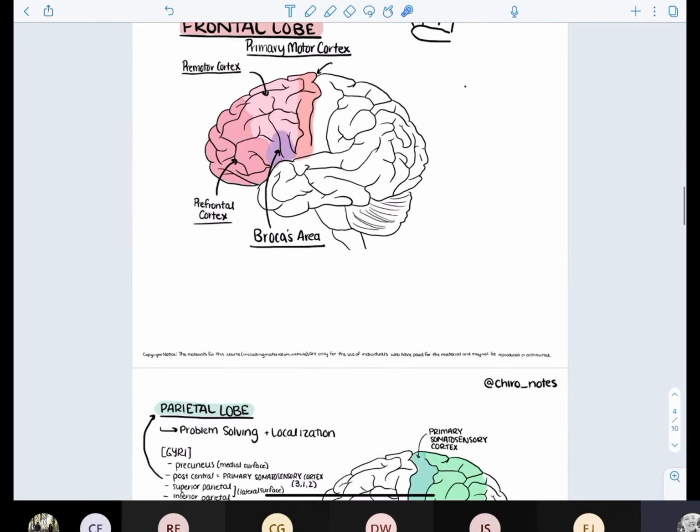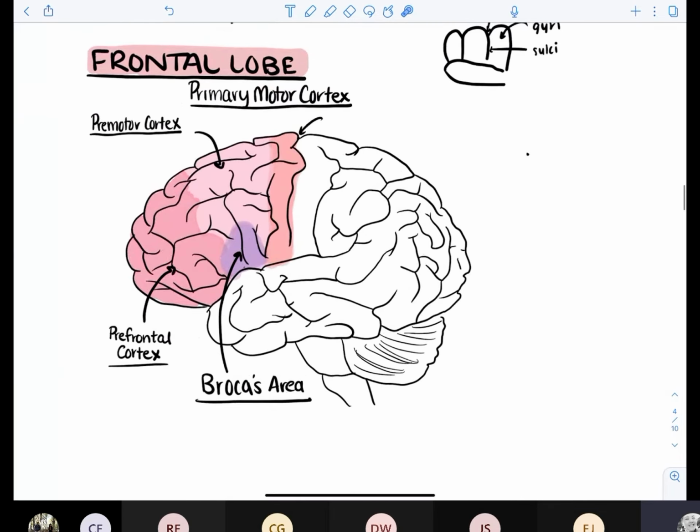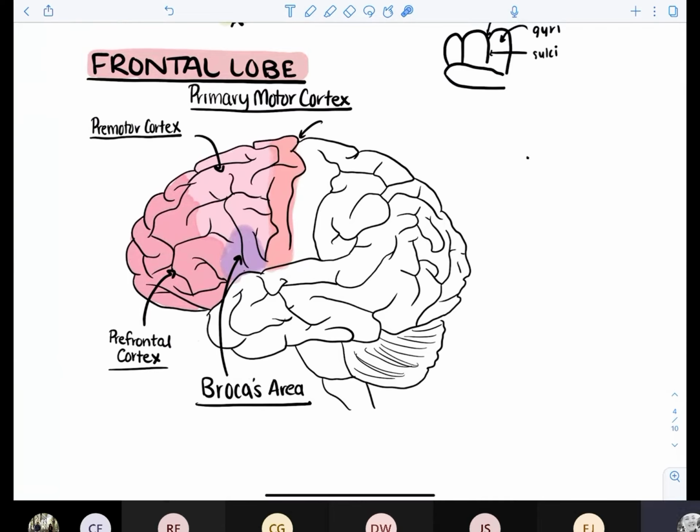So the first one we're looking at is the frontal lobe. Like I said, the frontal lobe is going to be responsible for voluntary motor. Involuntary motor is going to mostly be due to the cerebellum. We'll get to that.